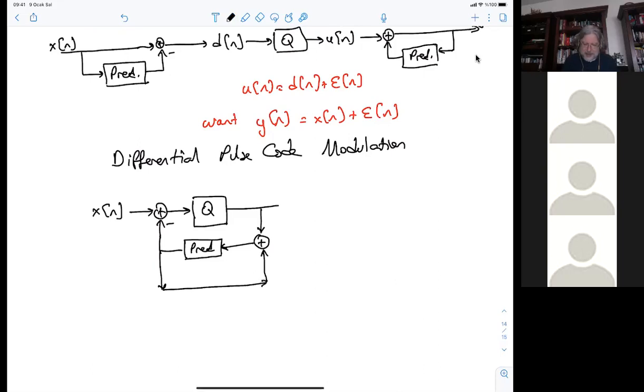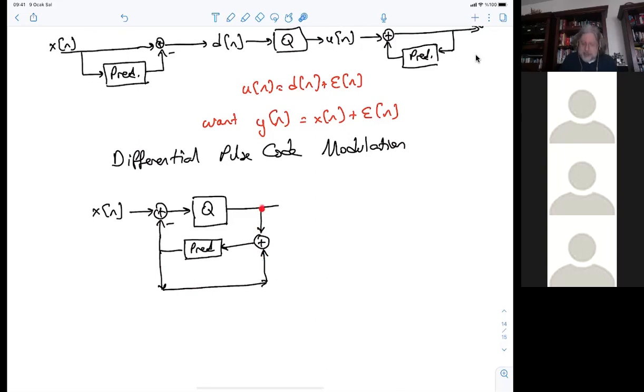Like this. I added to this is the prediction, it produces the prediction error. The prediction is added to the prediction error, the quantized prediction error. So here what I have is essentially the accumulation, the addition of this branch, which is the prediction error, and this is the prediction.